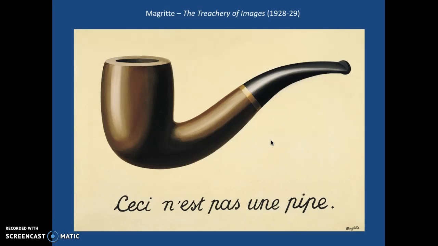And what he really means is, you can't pick up this pipe, you can't hold it, you can't use it as you would an actual pipe. So it is not a pipe, it's a picture of a pipe. But it talks about kind of the distinction between a word and the object itself.